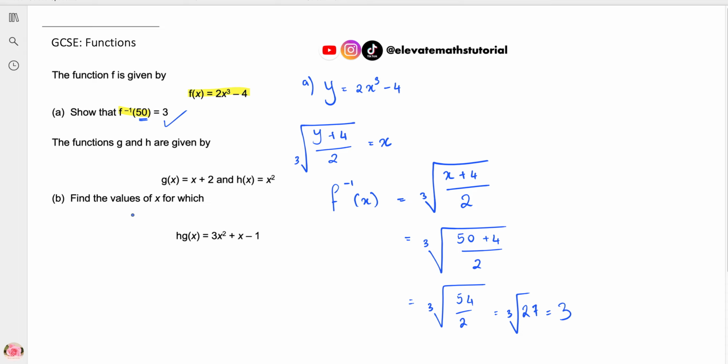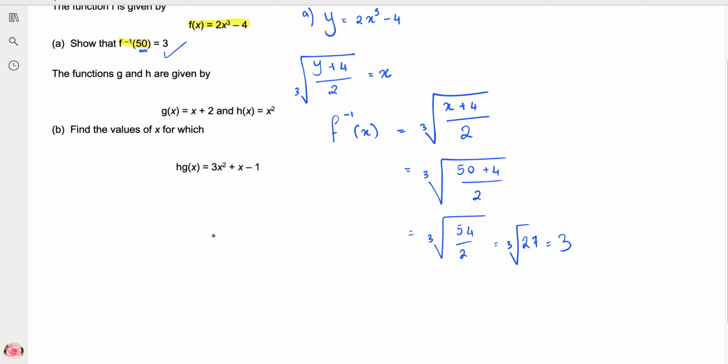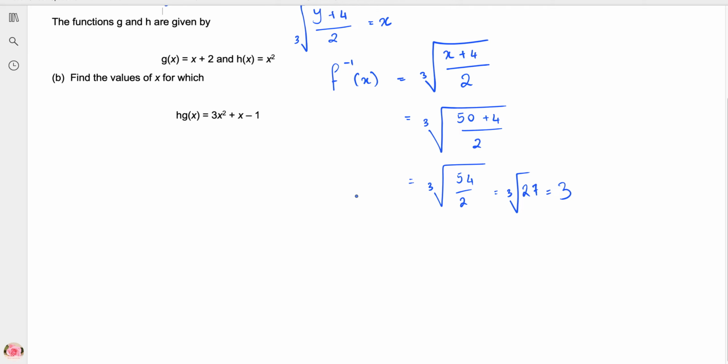Part B is asking us to find the value of x for which h of g of x is 3x squared plus x minus 1. So we have two parts to this question. The first thing you need to do is a composite function of h of g of x. So what we're doing, our input function is g, our output function is h.